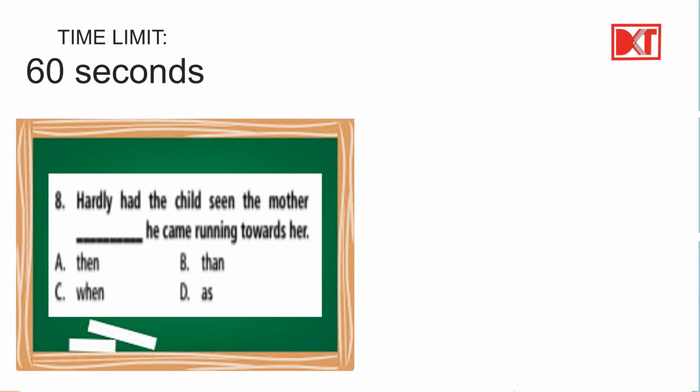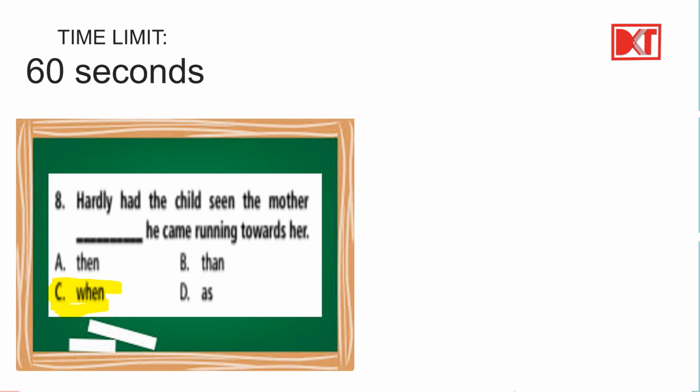Hardly had the child seen the mother, dash, he came running towards her. Then he came running, when he came running, or as he came running. Here the correct answer is C. Hardly this had happened when this happened.